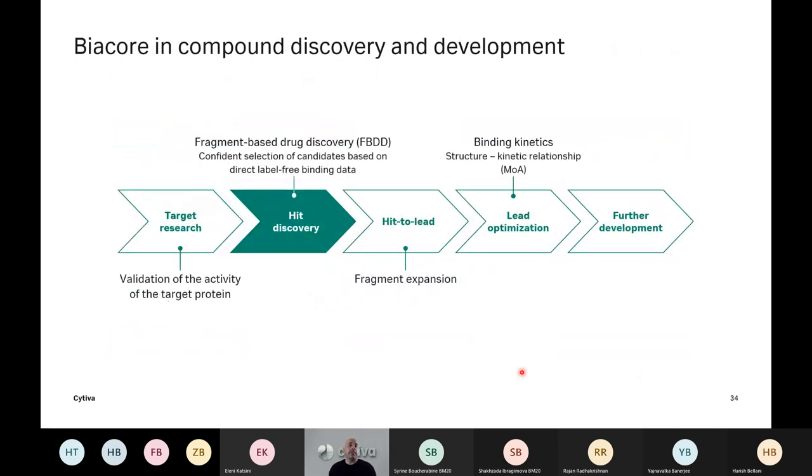So Biacore analyses are applied through all the drug discovery process, from the very basic target research to finally the lead optimization. For example, to validate the activity of the target protein, to select those candidates based on the interaction to the target molecule. Finally, we can also study the library of compounds with Biacore, and characterize in detail the binding properties, the binding kinetics of the lead or hit compound with the target molecule.